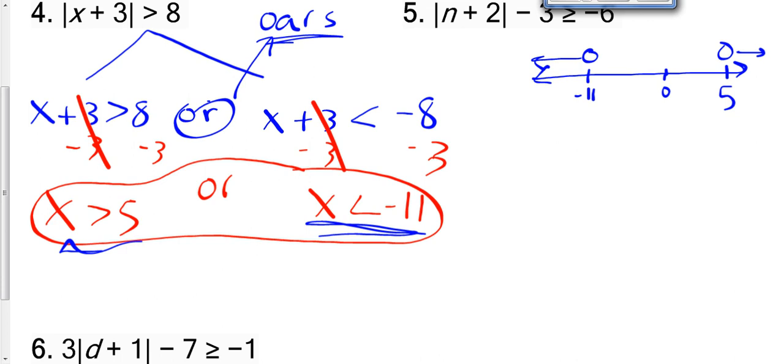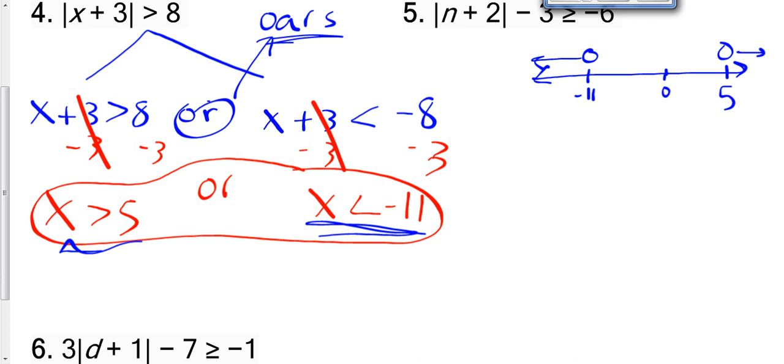Oars will look like oars on a rowboat or a crew boat. If you've ever seen them rowing on, what is it called, Lake Quincy, all the colleges in our area go there and they row and they compete for crew. So it looks like a rowboat. That's where we're at with number 4.